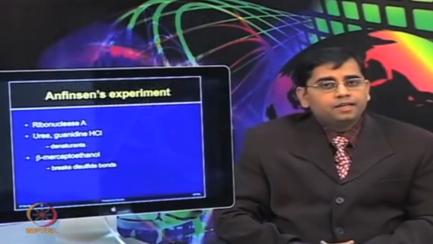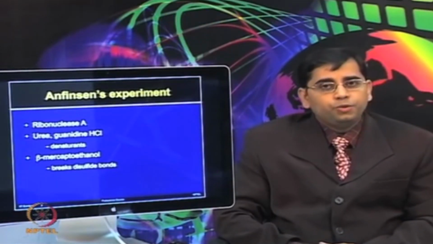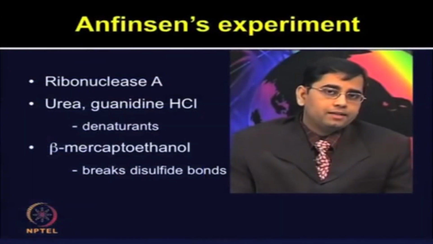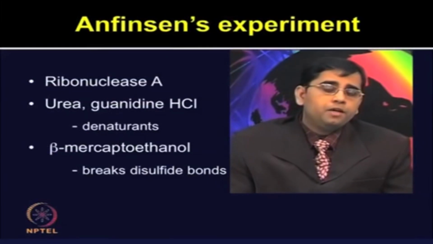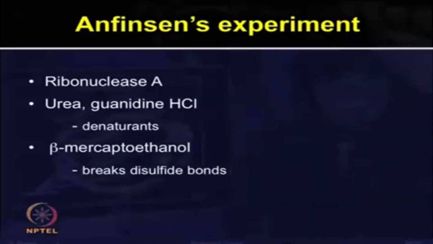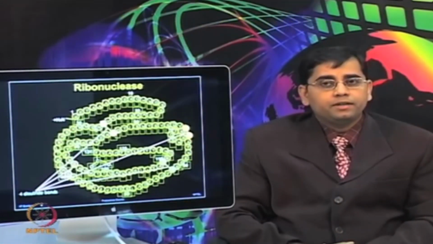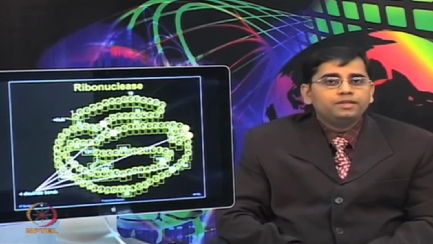In this classical experiment, Anfinsen used the protein ribonuclease A. He used a few denaturants such as urea or guanidine hydrochloride, and beta mercaptoethanol, which breaks the disulfide bonds. So, let us look at each one of these components in a little bit more detail. First, let us talk about the ribonuclease A protein.